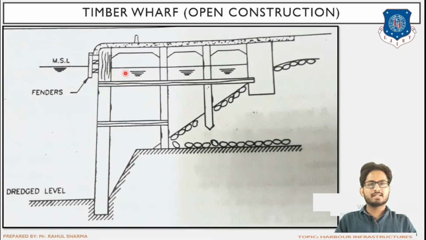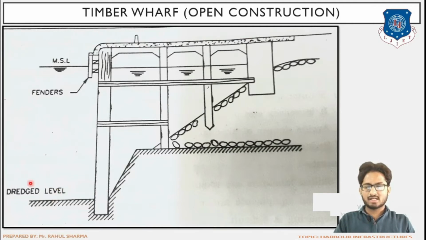Next, this is the image for an open construction wharf, that is the timber wharf. So let's go through the labels. First of all, as the word is open construction, here we can see that these are the piles or it can be cylinders which will be transferring the load from this deck or platform to the sea bed. And as the gap is existing between these piles which are in succession, the word used is open construction. There is no solid construction here, so it is the justification of the name.